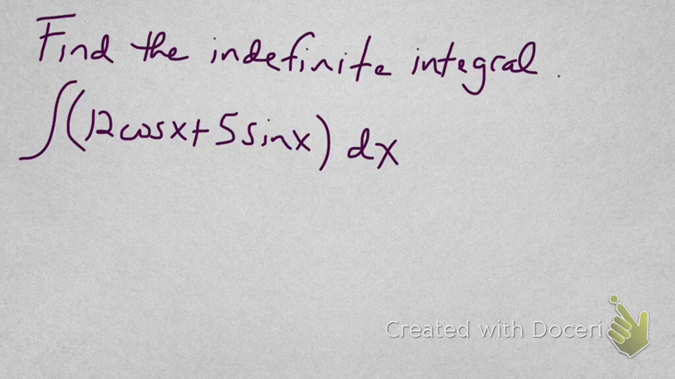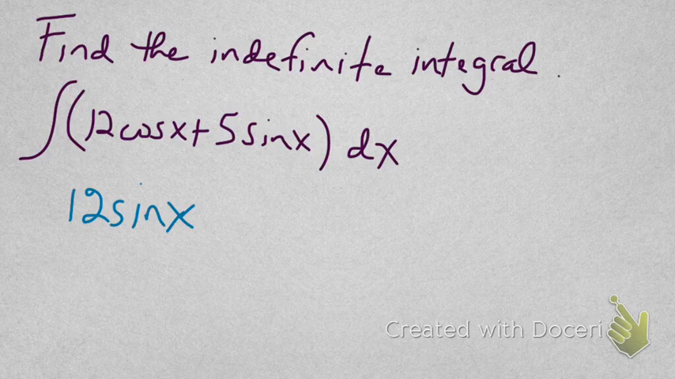To find these indefinite integrals, or antiderivatives, we're going to need to use some properties. We have a property that says the antiderivative of cosine is sine. Using that property, we'll have the antiderivative of 12 cosine x as 12 sine x.